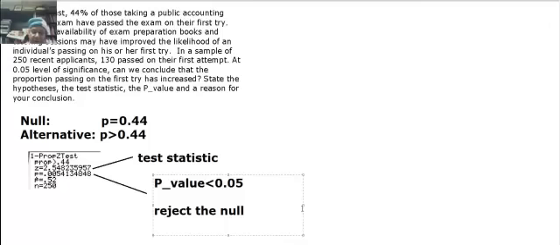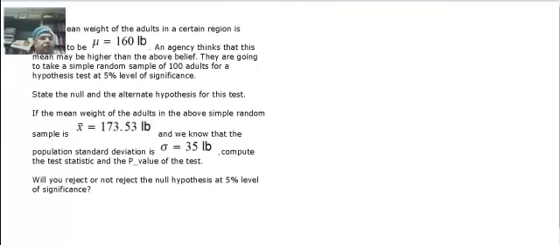Agreed? Okay. So here we are talking about the mean weight of adults in a certain region, which is believed to be 160 pounds. And somebody is thinking that it might be higher now. So they are going to take a sample of 100 adults and do a hypothesis test at the 5% level of significance.